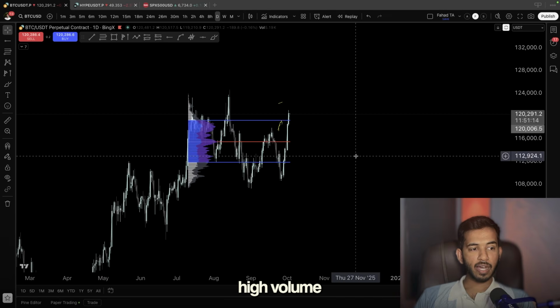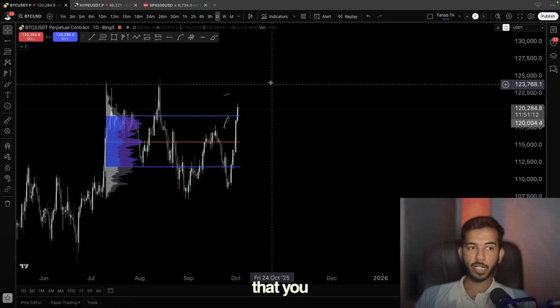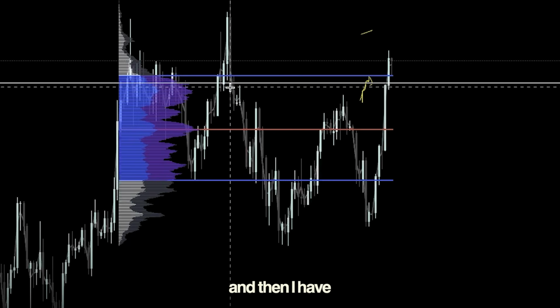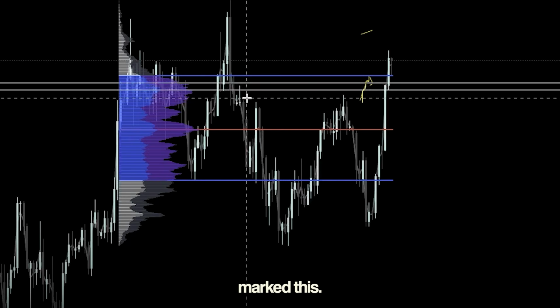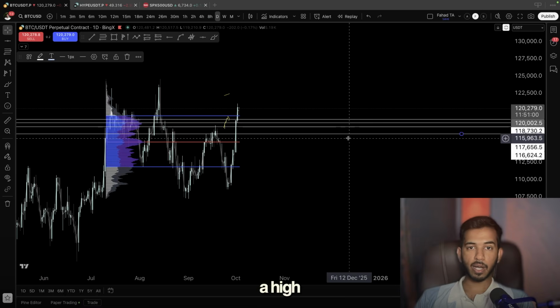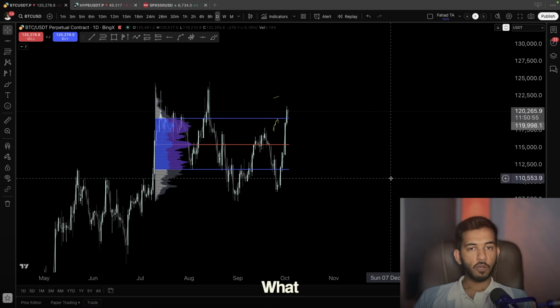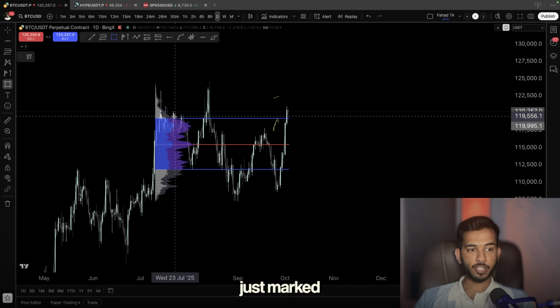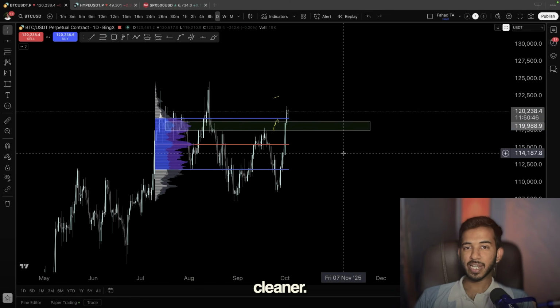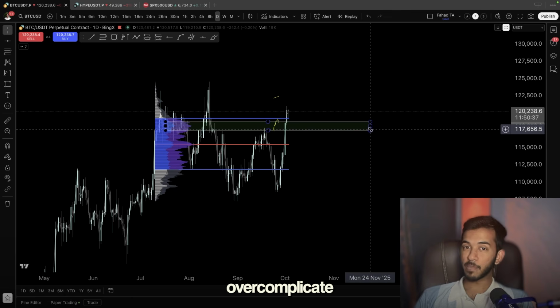Just because there is a high volume node does not mean that you have to mark literally every high volume node. So let's say I marked this, and then I've also marked this, and then I've also marked this, and then I would have also marked this. That is not how you were supposed to mark a high volume node or a low volume node. What you could have also done is basically just marked it as a zone. Keep it on your chart, and this way it's much cleaner rather than marking 10 or 15 or 100 different lines as a high volume node and a low volume node. So that is something which is very important as well, to not overcomplicate your charts.